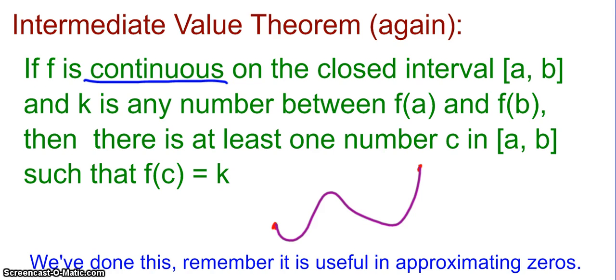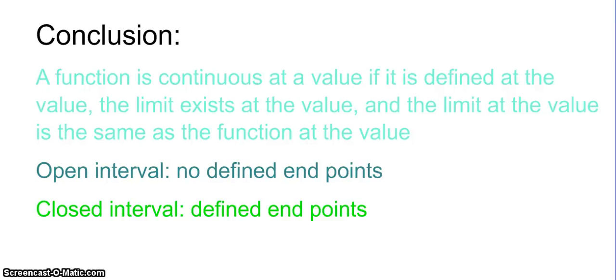That's one example. Conclusion: a function is continuous at a value if it is defined at the value, the limit exists at the value, and the limit at the value is the same as the function at the value. Understand open intervals and closed intervals because they come up a lot in the definitions.